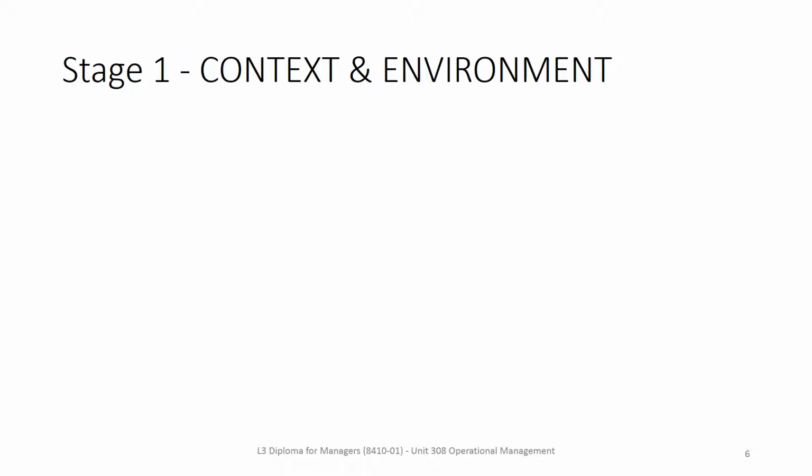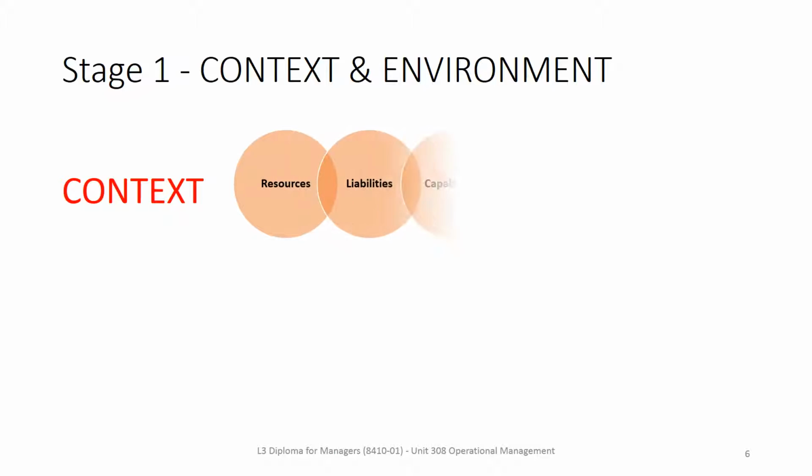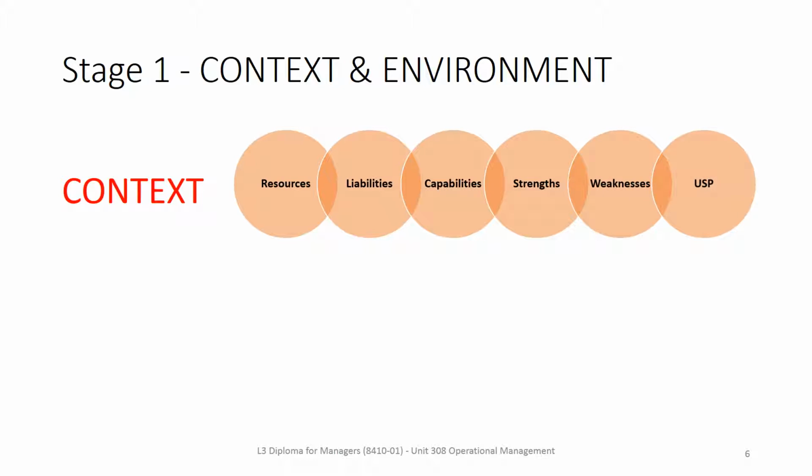So the first stage, stage 1, is about analysing the context and environment of the organisation. And this builds on what we said at the beginning about making sure we fully understand what we want from our strategy. So in taking that further, we need to look at the context. We need to think about examining what resources, liabilities, capabilities, strengths and weaknesses we have. SWOT's a good tool for that.